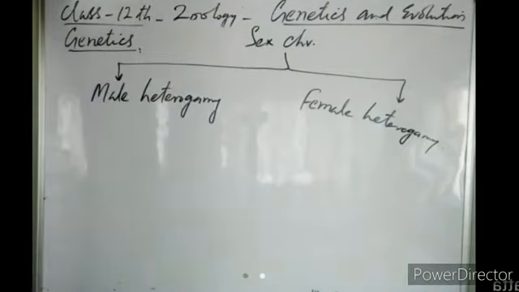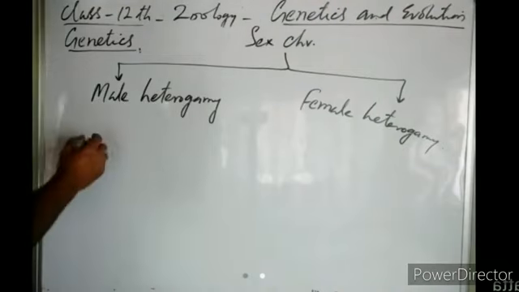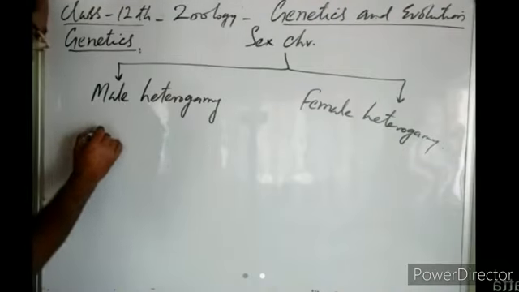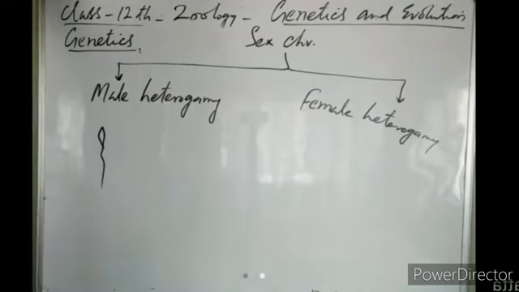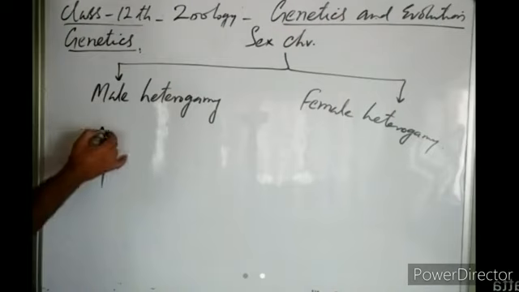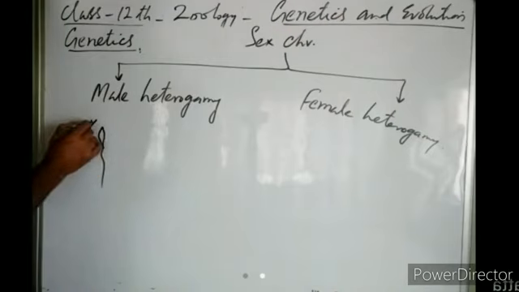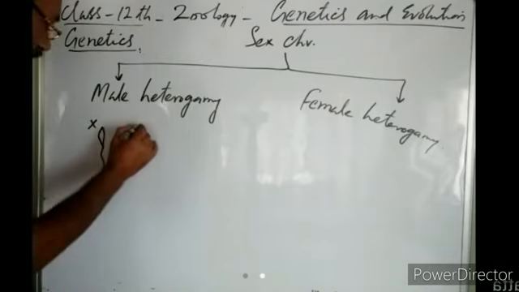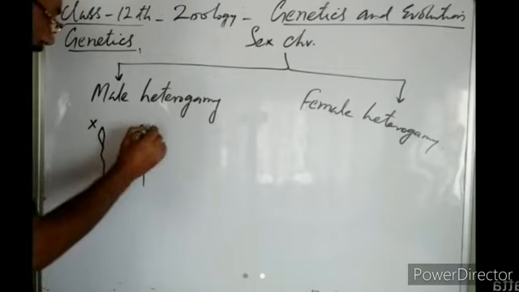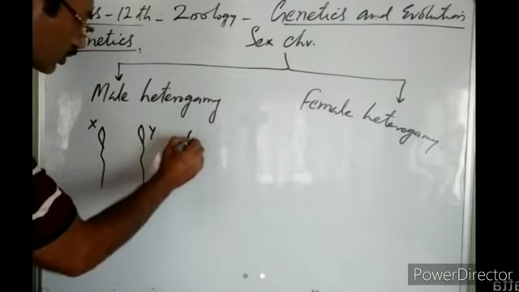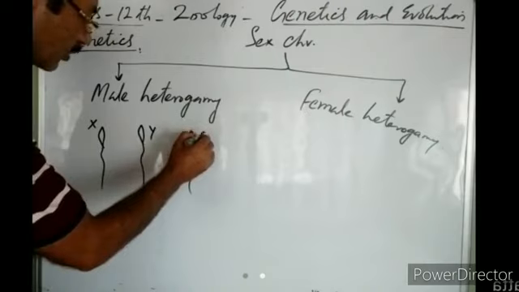In male heterogamy, males produce different types of sperms. Some males produce sperm with sex chromosome X. Some males produce sperm with sex chromosome Y. And some males produce sperm without a sex chromosome.